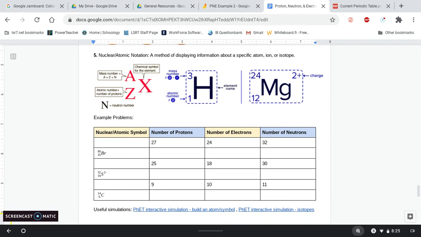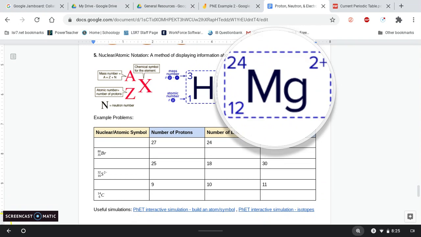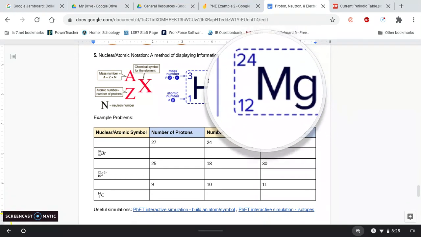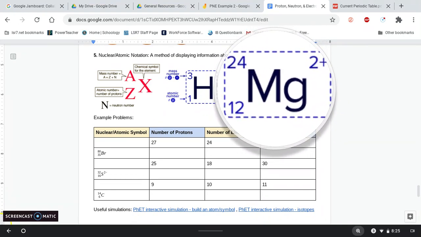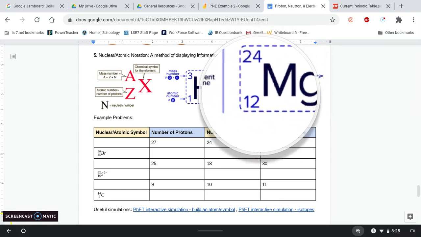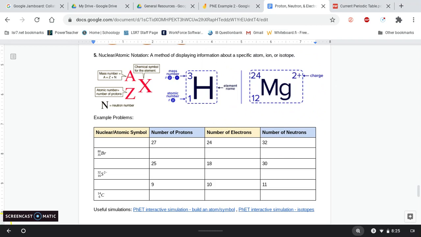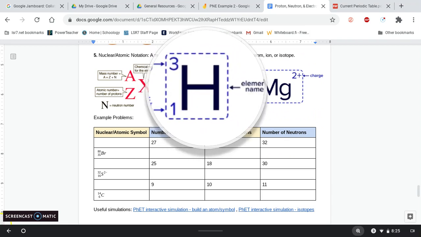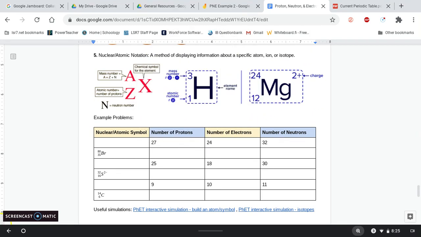And so if you look right here, this is a nuclear symbol, right? So we've got magnesium, and it's got a +2 and a 24 and a 12. We've got to figure out what that stuff is and how to create that. This is one of the things you've got to be able to do, create those for me. And here's just another one. This is hydrogen, doesn't have a charge. So we're going to go over that, and it's really, really easy. And then we're going to do an example.